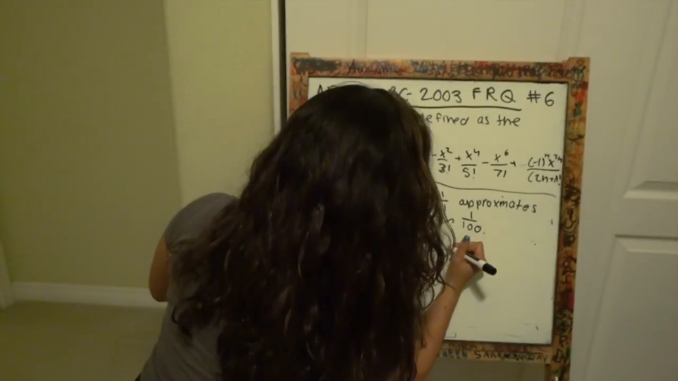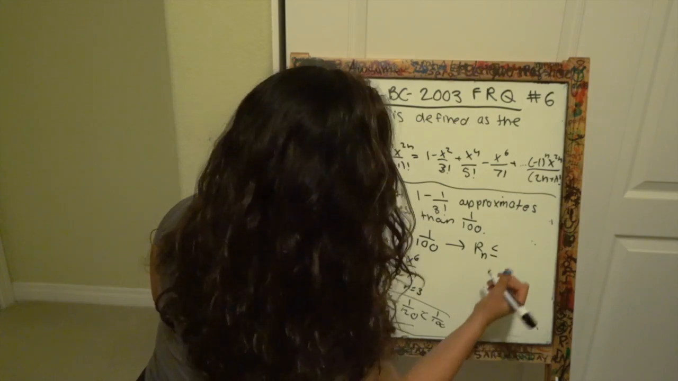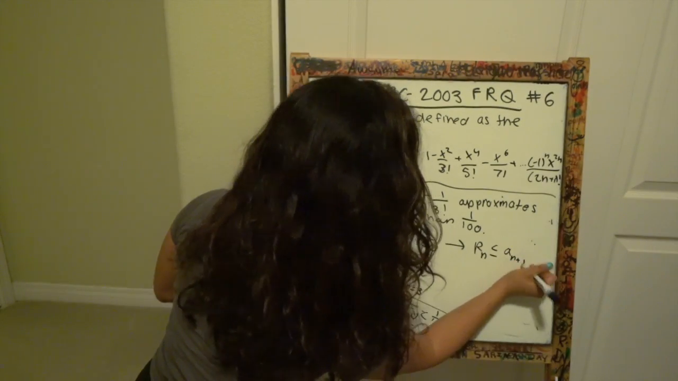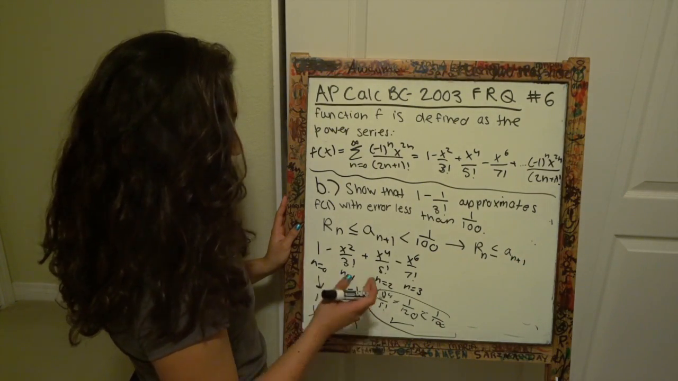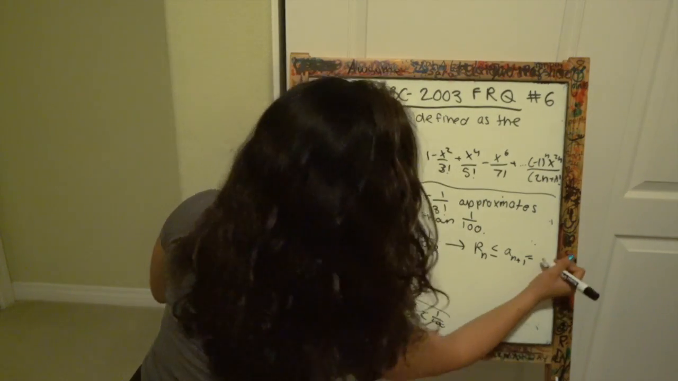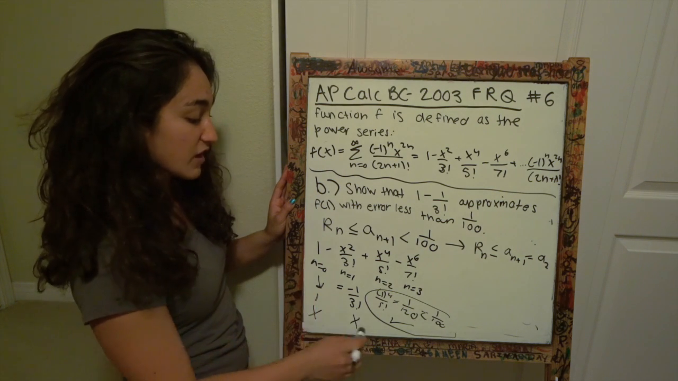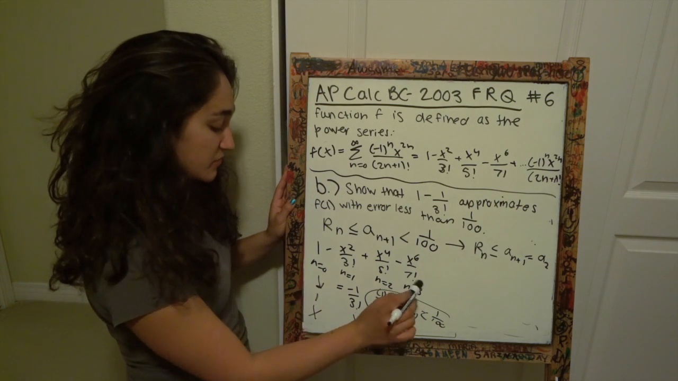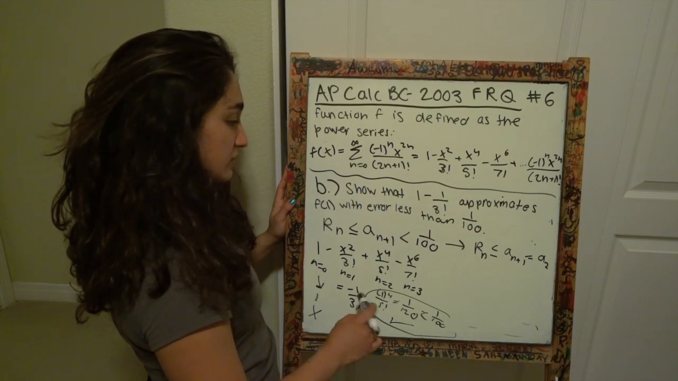So basically, r of n is less than or equal to a of n plus 1, and in this case our a of n plus 1 is a of 2. So the error is going to be now all the terms up to the term that was less than 1 over 100. So our error is going to include n equals 0 and n equals 1.